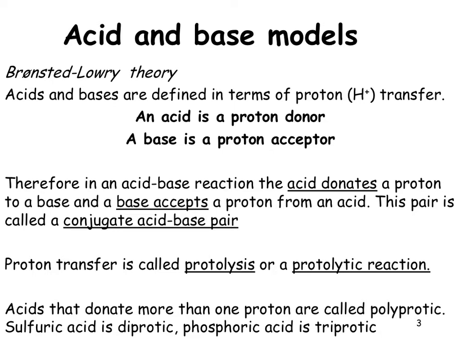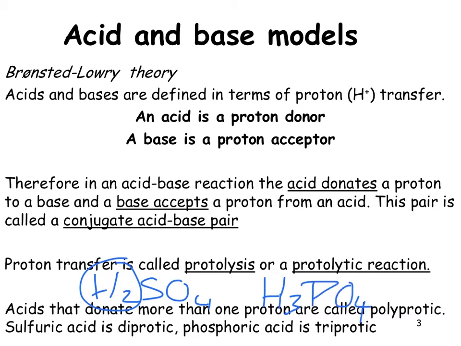Acids that donate more than one proton are called polyprotic. So for example, sulfuric acid, which is H2SO4, has got 2 protons, 2 hydrogens, so that's going to be diprotic. And phosphoric acid, which is H3PO4, is going to have 3 protons to donate, so it is called triprotic. Anything with more than 1 is called a polyprotic acid.